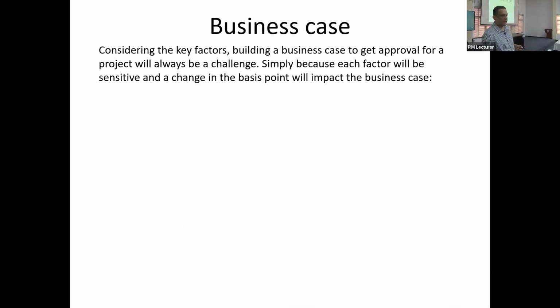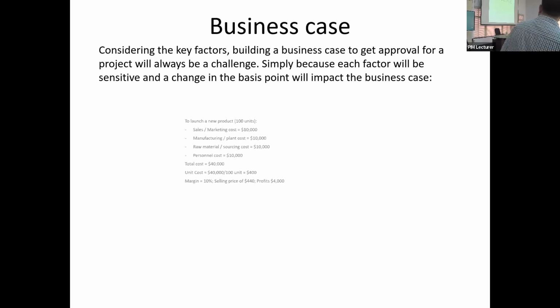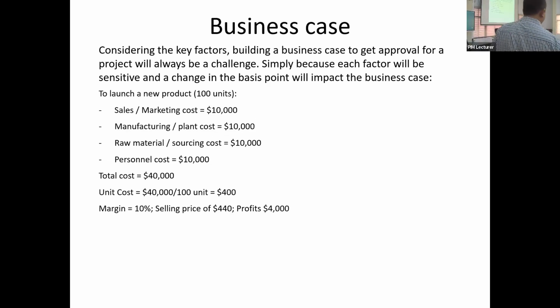Here is a simple business case. We are launching a product, 100 units manufactured. Marketing cost 10,000, manufacturing 10,000, raw material, personnel cost 10,000, PR cost. So the total cost of this product is $40,000. Manufacture 100 units, cost per product is $400. We put 10% on that, selling price is $440. So the company makes $4,000. Very simple numbers, right?